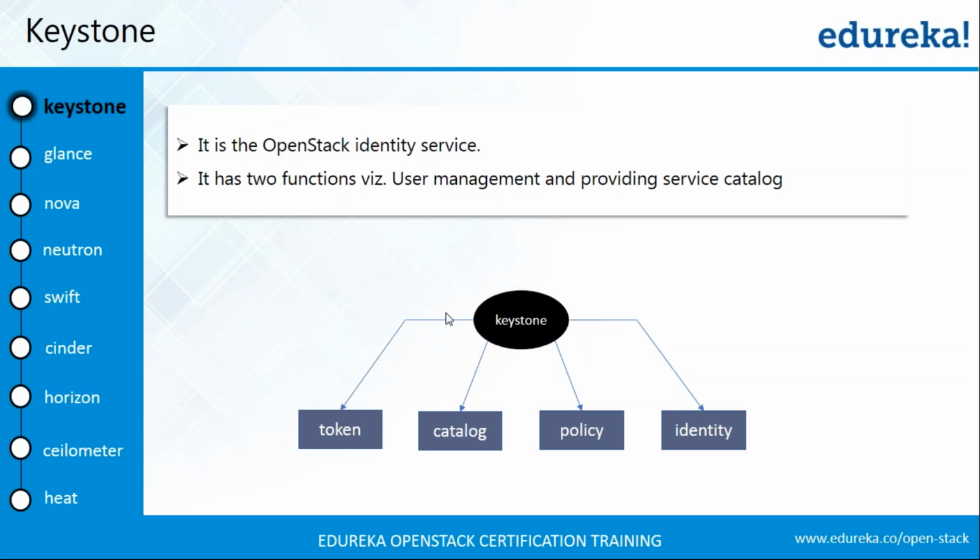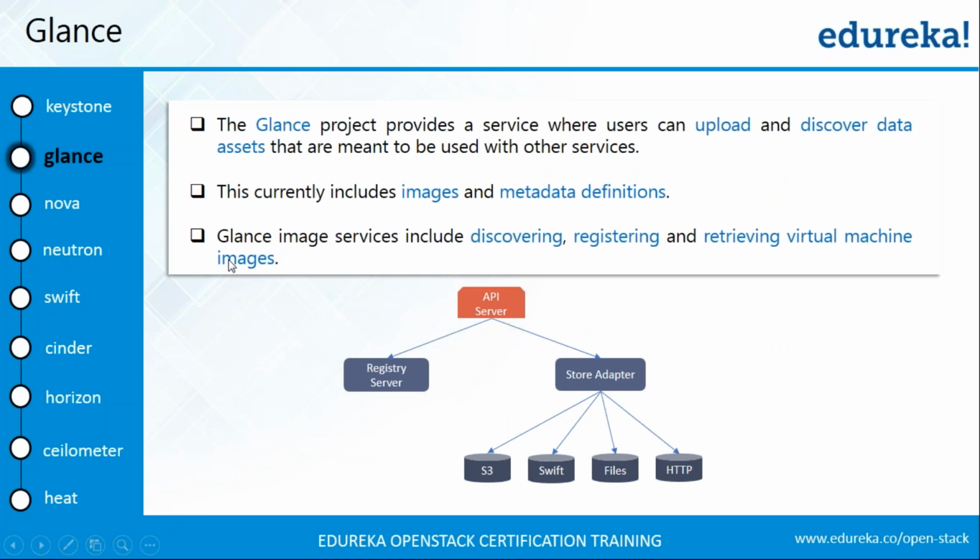Let me tell you that every time you want to access a service, it has to get validated by Keystone. So if you request, let's say, the compute service or storage, Keystone needs to verify it, and only after that do you get that service. So Keystone is actually associated with every service. No doubts? Great. So next up is Glance.